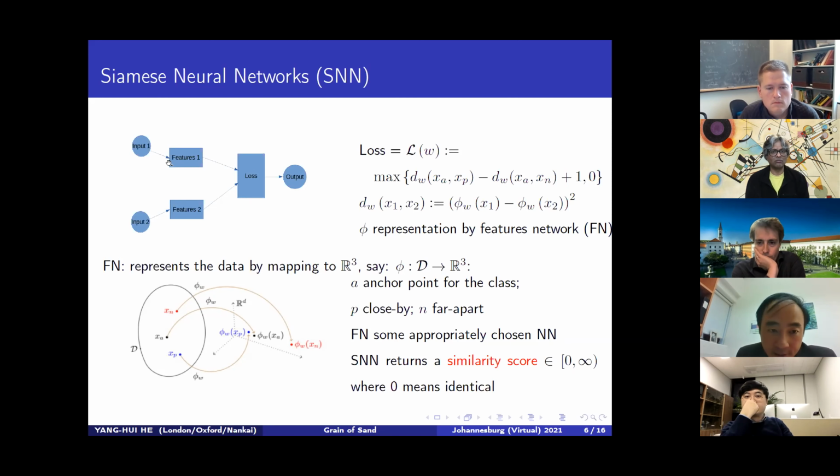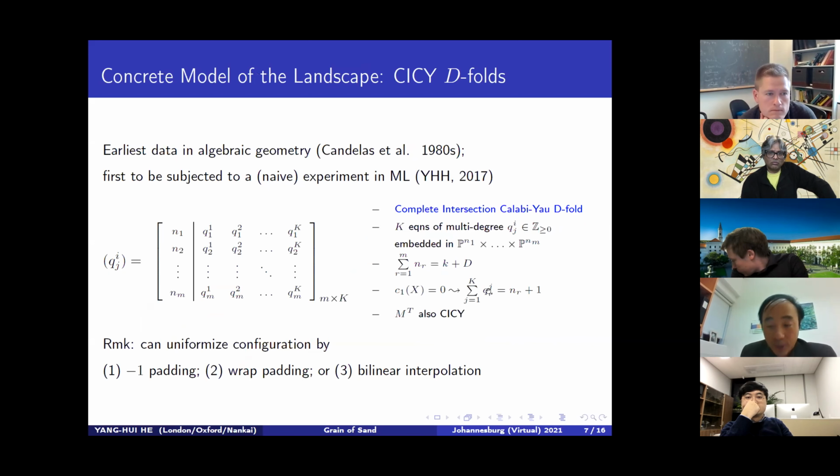And then this twin network, this Siamese network, should compare and contrast this by this contrastive loss and spit out a similarity score between your inputs, in the sense that if two things are identical, they're similar. If they're not, they should be as far as possible. So let's go back. Now let's try to apply this to the landscape.